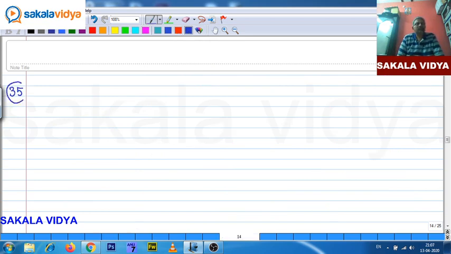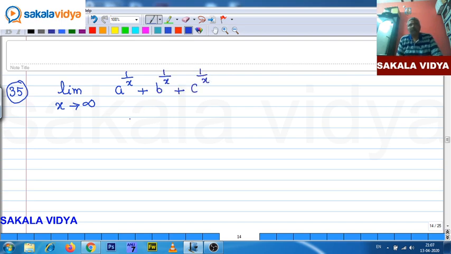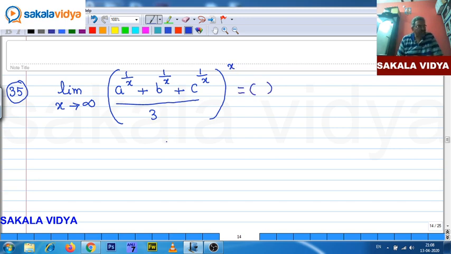35th question. Limit as x approaches infinity of ((a power 1 by x plus b power 1 by x plus c power 1 by x) upon 3) whole to the power of x equals to. This question is very important.